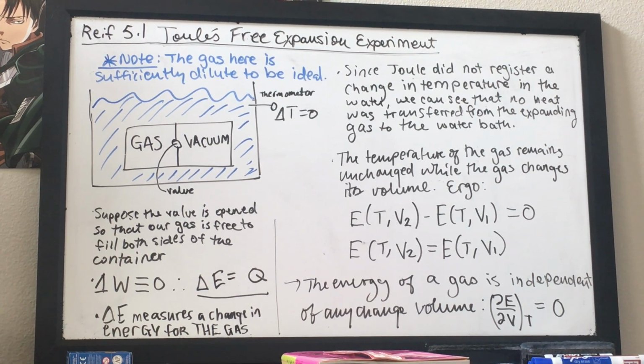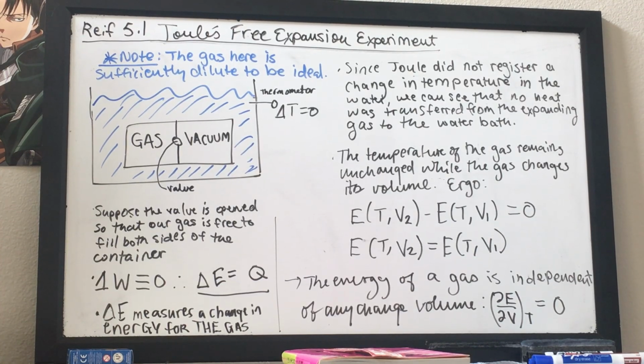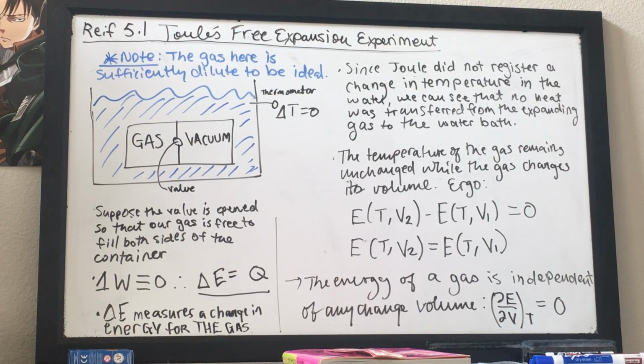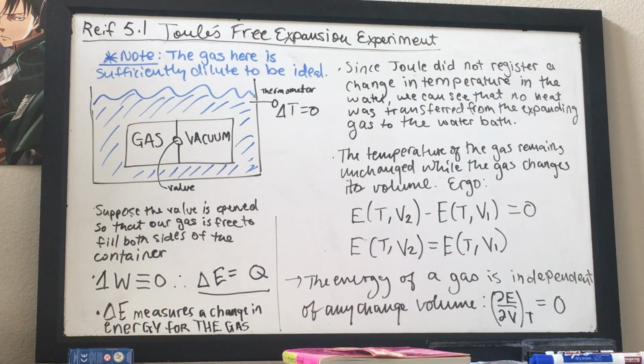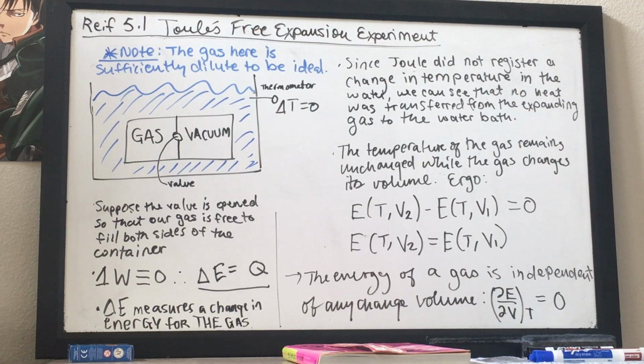Consequently, our energy is completely and wholly independent of any sort of change in volume because our energy will be the same at the beginning volume as it is at the final volume, thus leading to that conclusion that we made at the end of last video, where the partial derivative of our energy with respect to volume, holding temperature constant, is in fact 0.